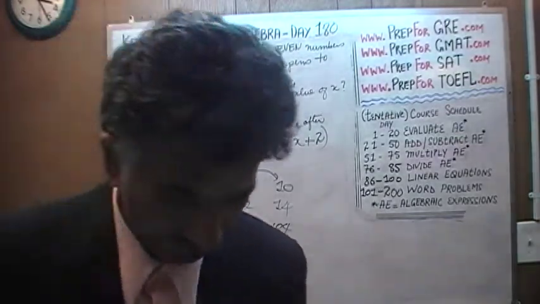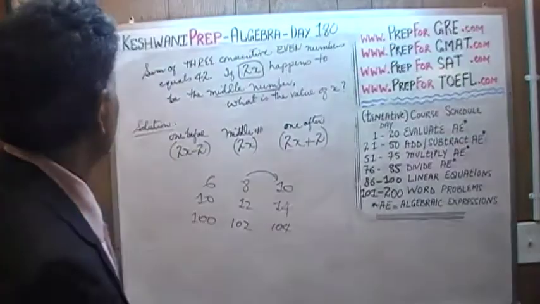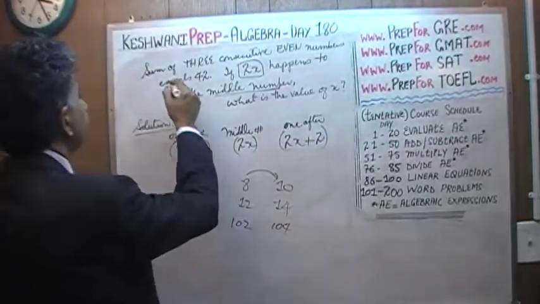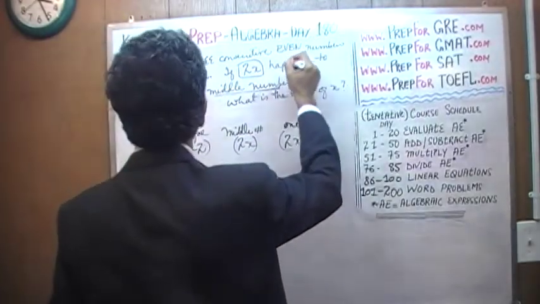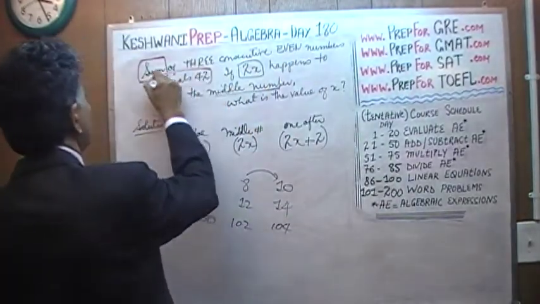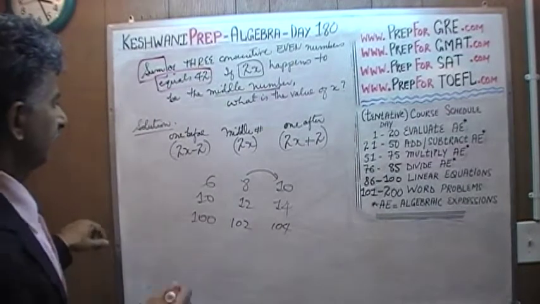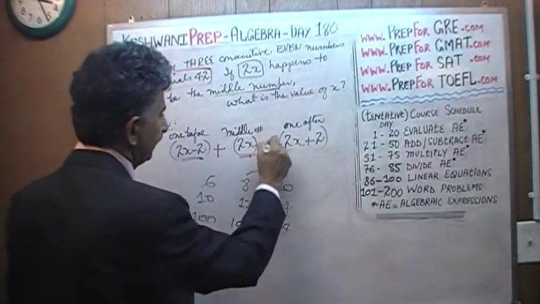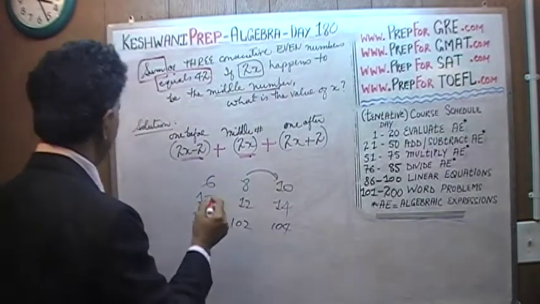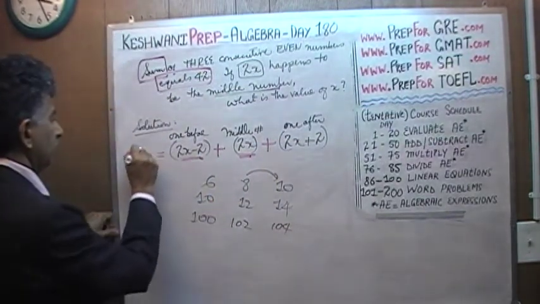And now that we figured out the 3 numbers that we're dealing with, we are told that their sum happens to equal 42. So let's find their sum. So this guy right here plus this guy right here plus this guy happens to equal 42.